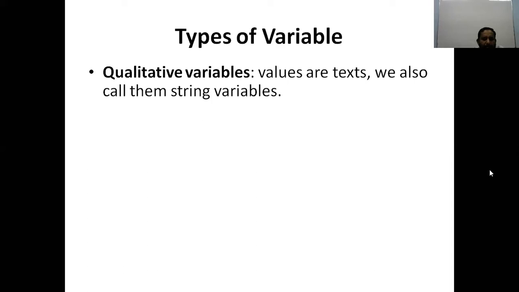Qualitative variable means when you repeat measurements, the measurement value can change. So there is no exact measuring scale to measure that variable. Qualitative variables, basically values are text. We also call them string variables. For example, male and female. We cannot measure using a scale. By visual, we just identify the qualities of the variables. So sex is a qualitative variable.